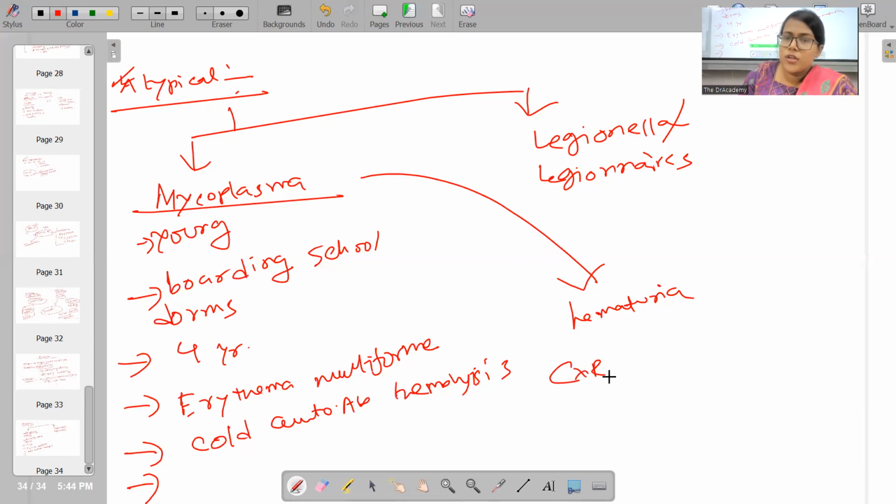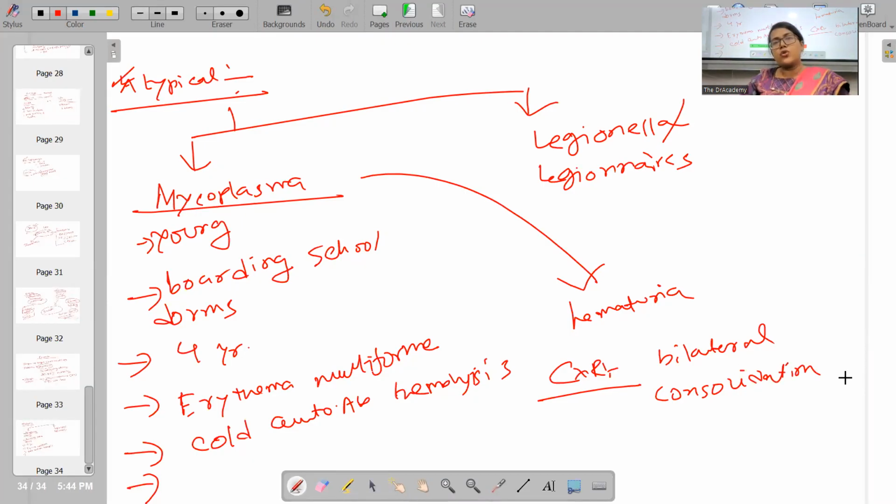Chest X-ray usually shows bilateral consolidation. In typical pneumonia, we know that this is usually confined to a particular lobe or a particular segment of the lung, and the finding is usually unilateral unless the person is severely immunocompromised. But in case of the atypical pneumonia, they usually have bilateral presentation, bilateral consolidation.